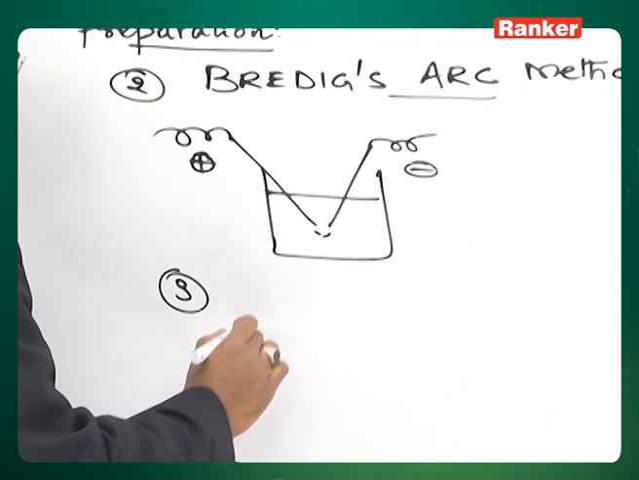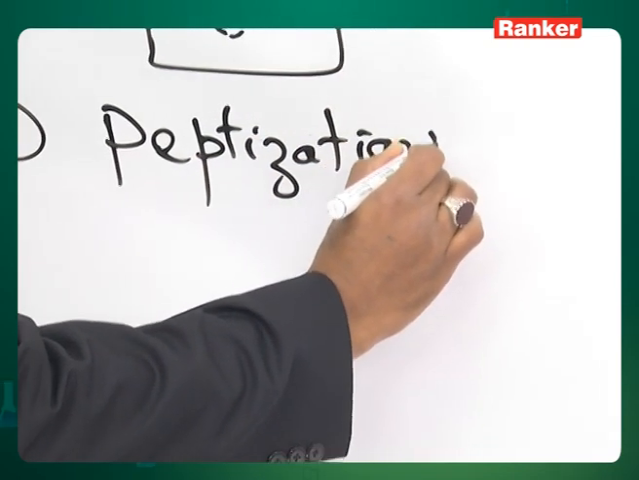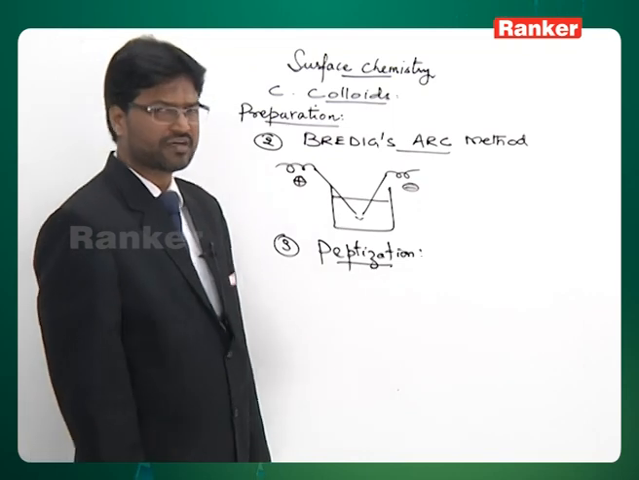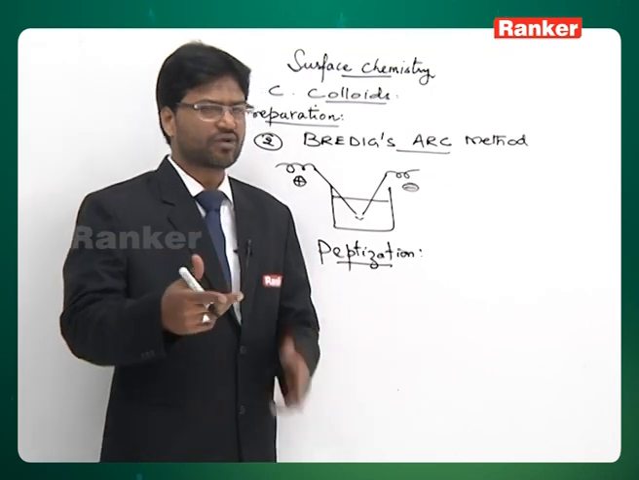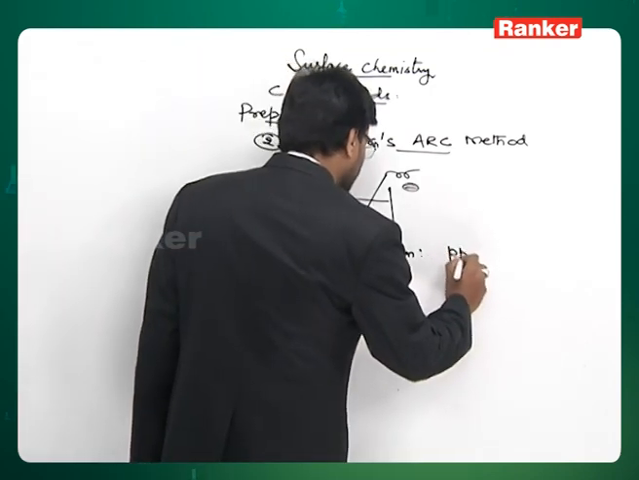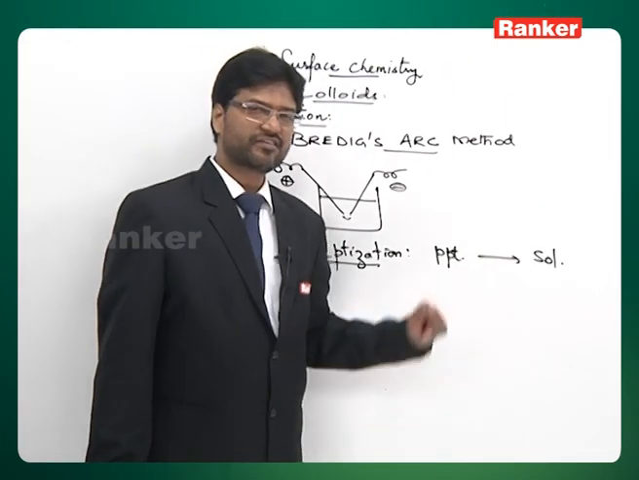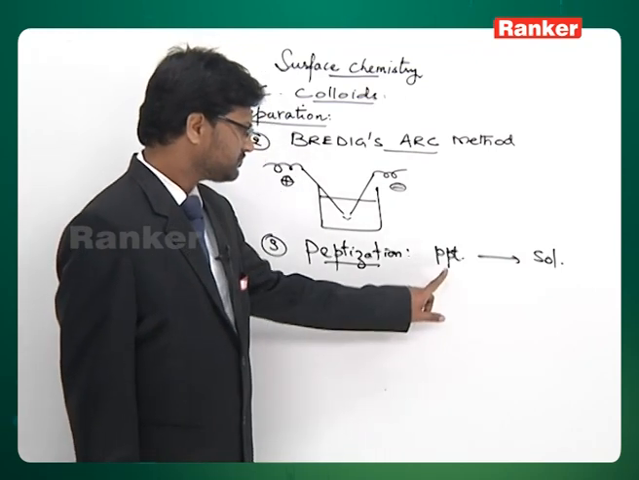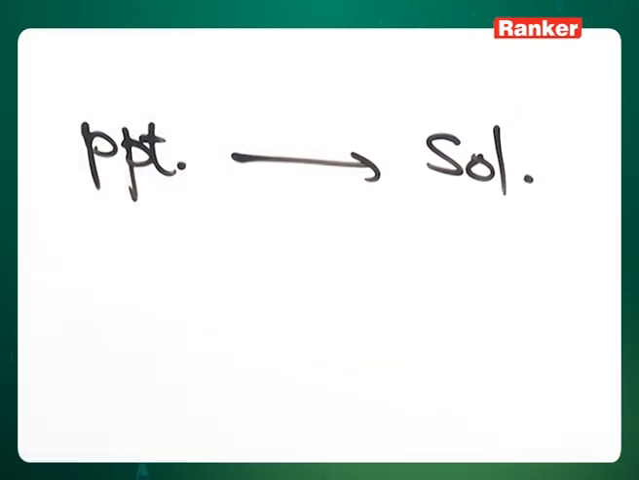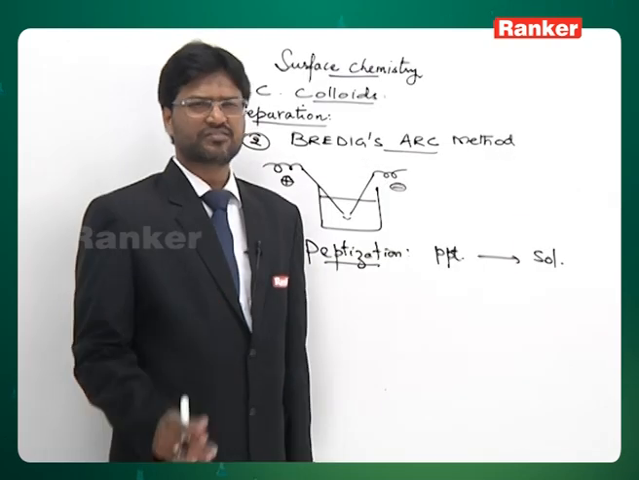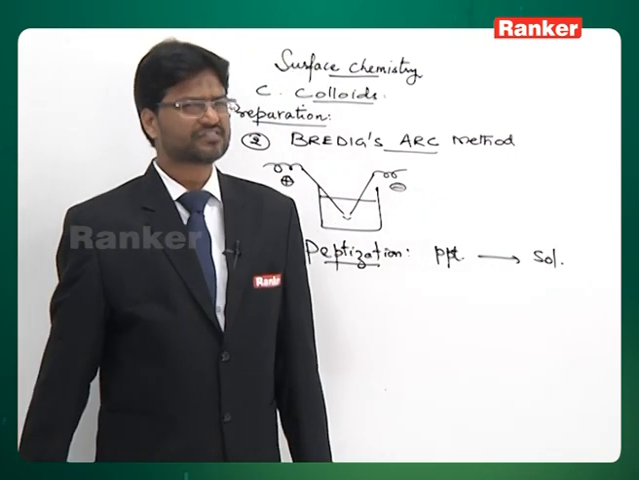Number 3 in the list is peptization. This is another method of preparation of colloidal solutions, peptization. Peptization means transformation of precipitate into colloidal solution. This transformation is called peptization. Precipitate is basically a suspension, whereas you cut down the size of the particles and you get colloidal solution. You know, colloidal particles have size in between the particles of true solution and the suspension.